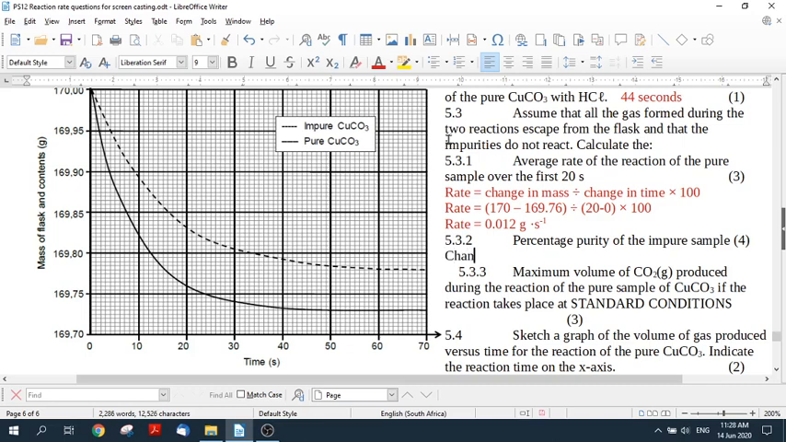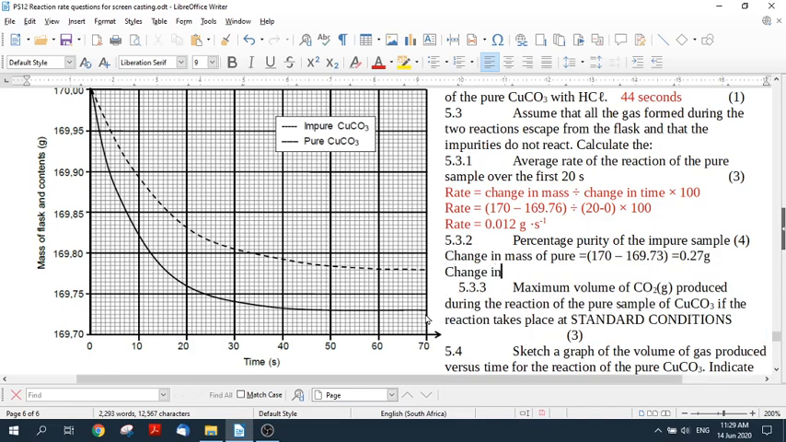So the change in mass of the pure sample, okay, is going to be 170 minus whatever this final value is here, which is 169.717273. Okay, so it's 170 minus 169.73, which is going to be 0.27 grams.